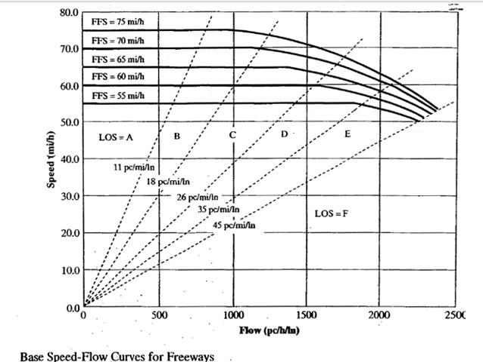So for level of service A, it starts from 0 up to 11. For B, from 11 up to 18. For C, from 18 up to 26.